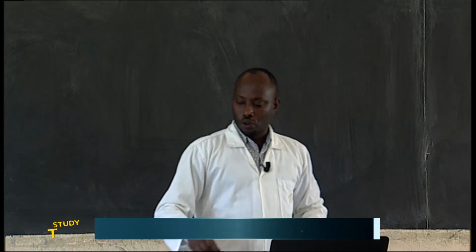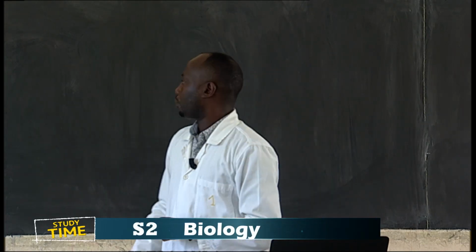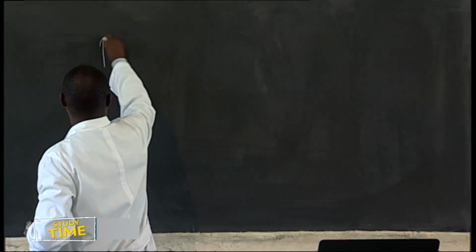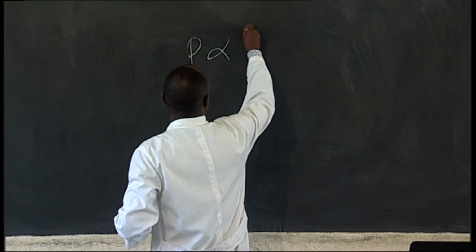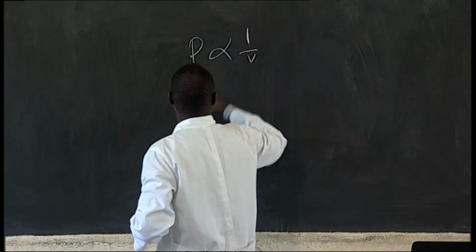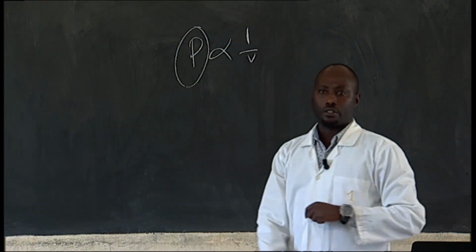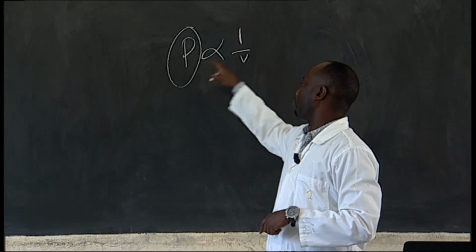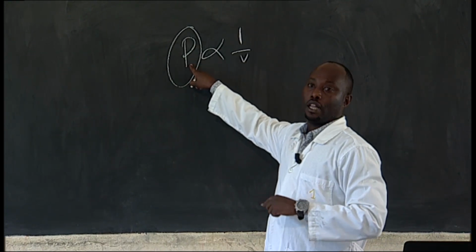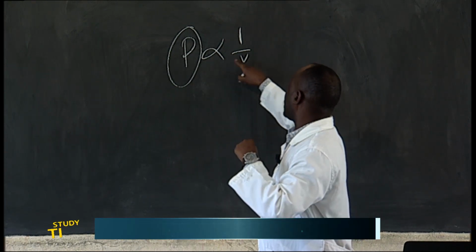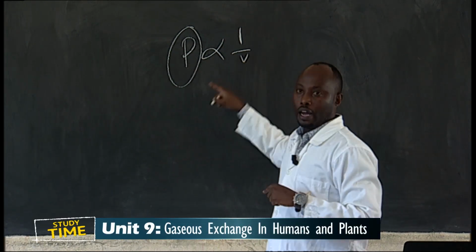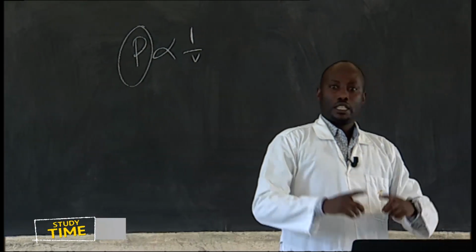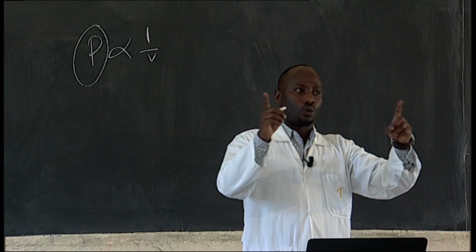I know some of you know about physics. When we talk about pressure, it is inversely proportional to volume. What does it mean? It means that once the pressure increases, the volume decreases. Once pressure decreases, the volume increases. And once volume increases, pressure also decreases. In those two things, we are dealing with what we call pressure and volume.